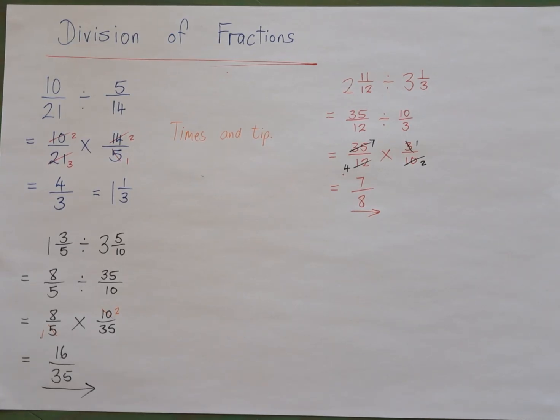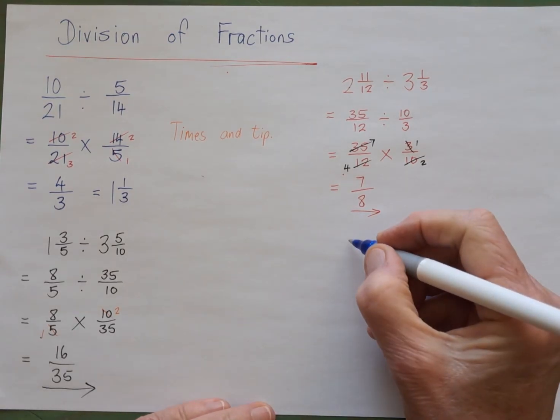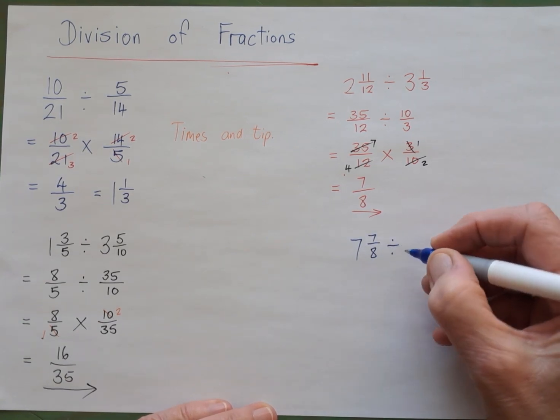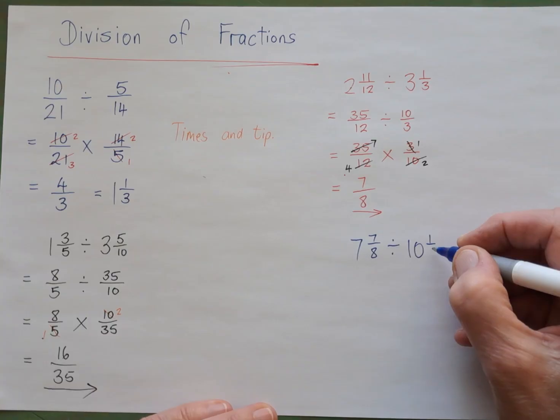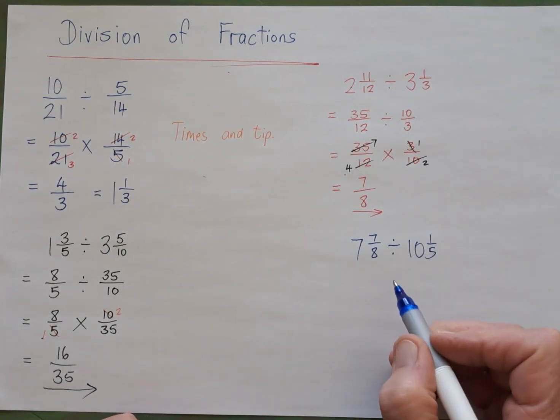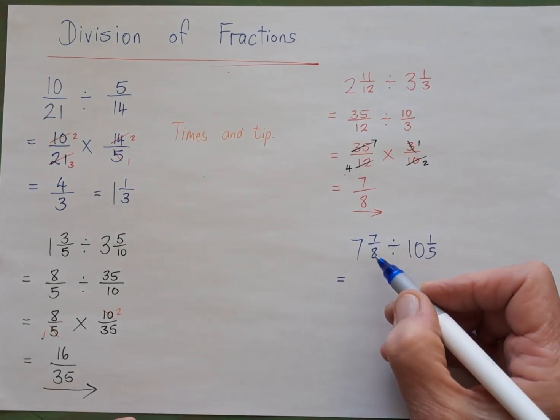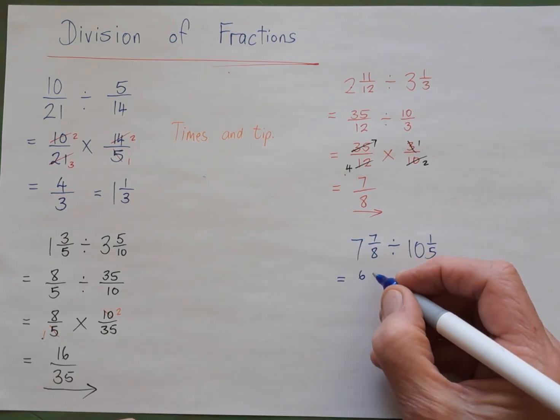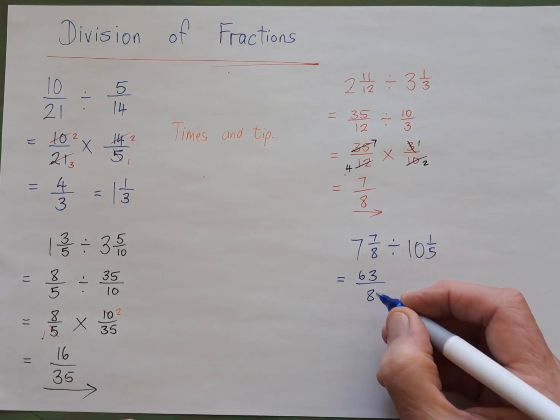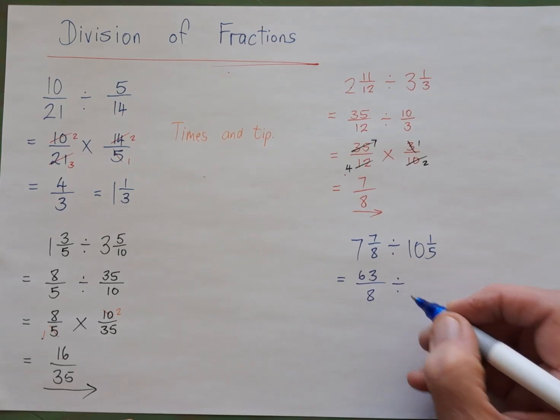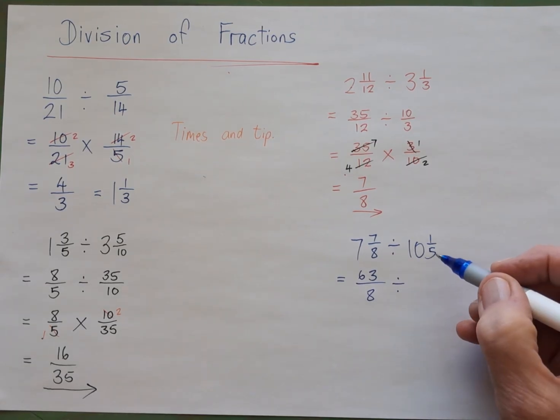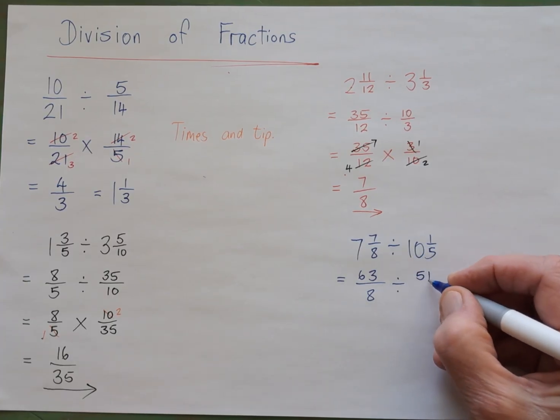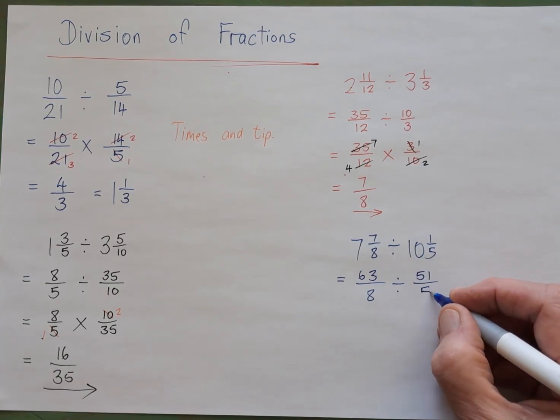Let's end off with one more: 7 and 7/8 divided by 10 and 1/5. Converting to improper fractions, 7 times 8 is 56. 56 plus 7 is 63 over 8. Keep your division sign while you're just converting to improper fractions. 5 times 10 is 50, plus 1 is 51 over 5.